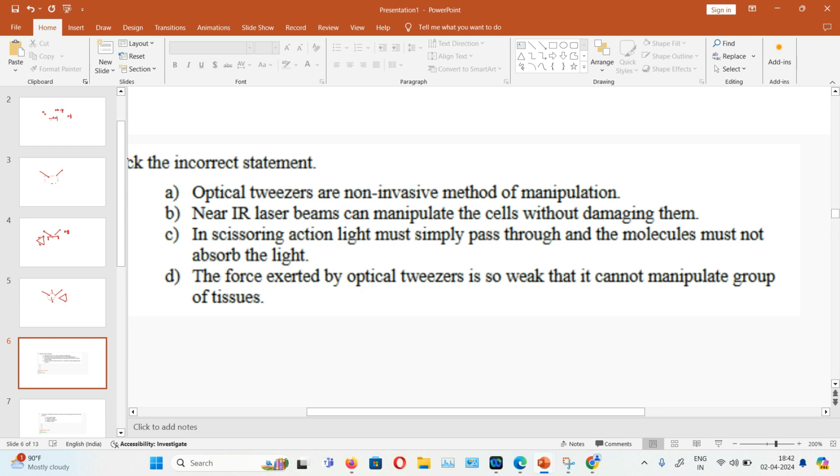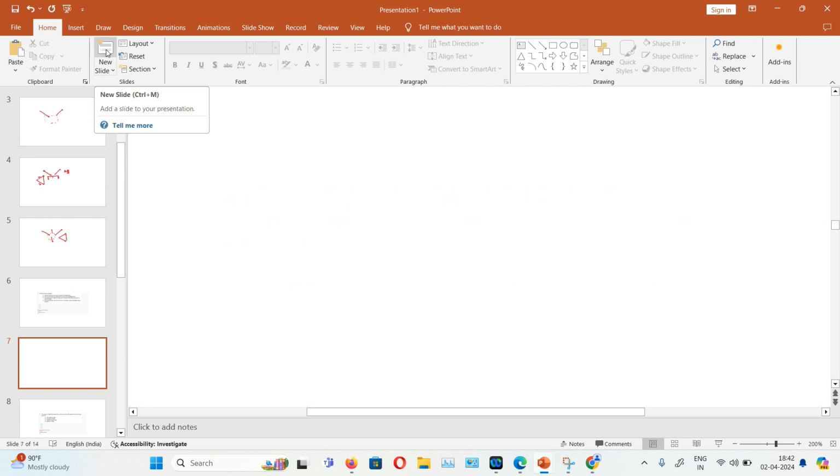What is happening in the case of optical tweezers? We are using light and change in momentum to manipulate particles. Particles can be either a dielectric bead, or an organelle, or a bacteria, virus, or a cell, that kind of thing.